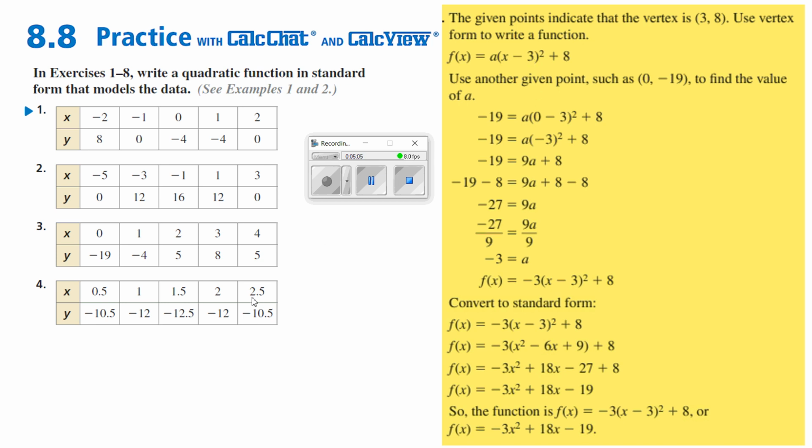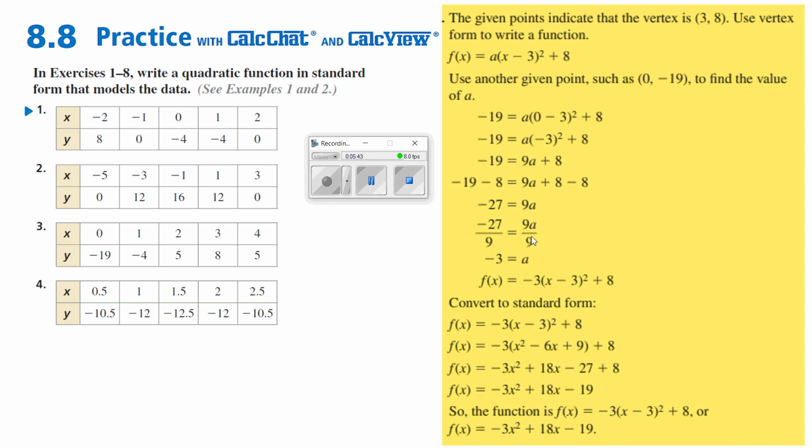We're going to look for where x is 0, and then we'll put y is negative 19. So we're going to make x 0, and f of x, which is y, will be negative 19. So now when we do this, we're going to have a 0 minus 3, well, that's negative 3. Negative 3 squared is 9, because a negative times a negative is a positive, and 3 times 3 is 9. And 9 times a will be 9a. The a comes down. Now we're going to subtract 8 from both sides. Negative 19 minus 8 will give us negative 27 equals 9a.